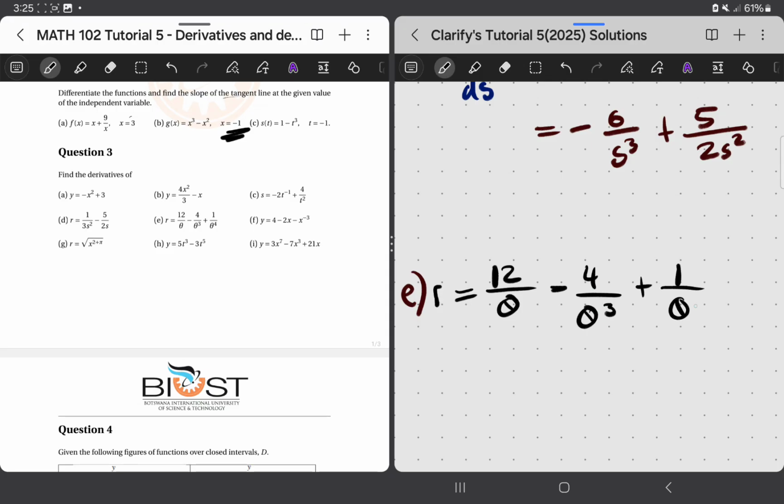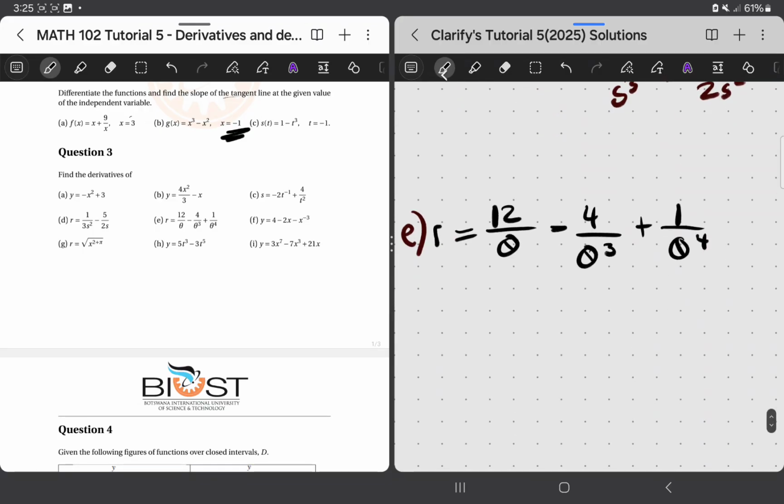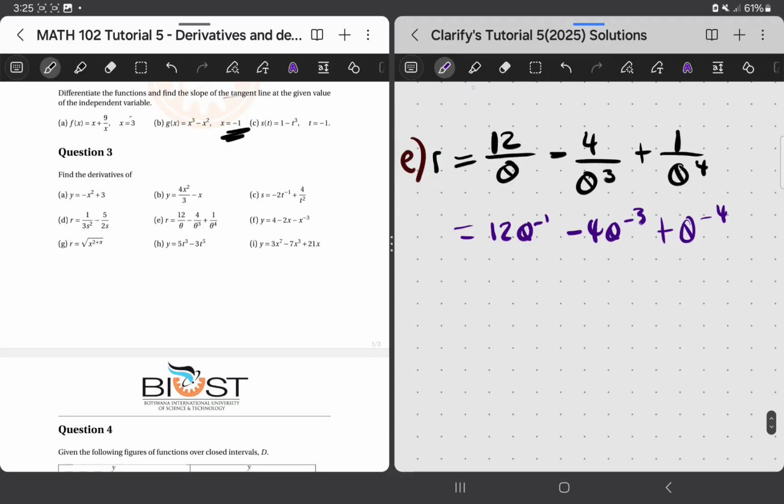So here we have 1 over theta to the power 4. We know that we can't deal with it in a fraction like this, especially in the denominator. So we pull it out. We change it. This is going to be 12 theta to the minus 1 minus 4 theta to the negative 3. We know that the sign of the power is what changes, okay? Plus, this becomes theta to the power 4, but it's now negative 4, okay?